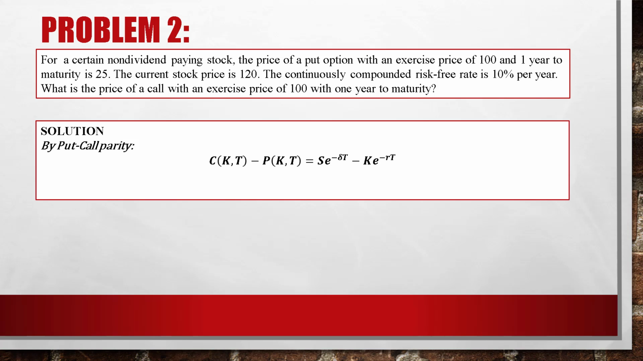R is 10%. The put price is 25. Stock price currently is 120. And the strike is 100. So we get the call price minus 25 is equal to 120 times e to the negative 0 minus 100 times e to the negative 0.1. So the call price should be 54.51.